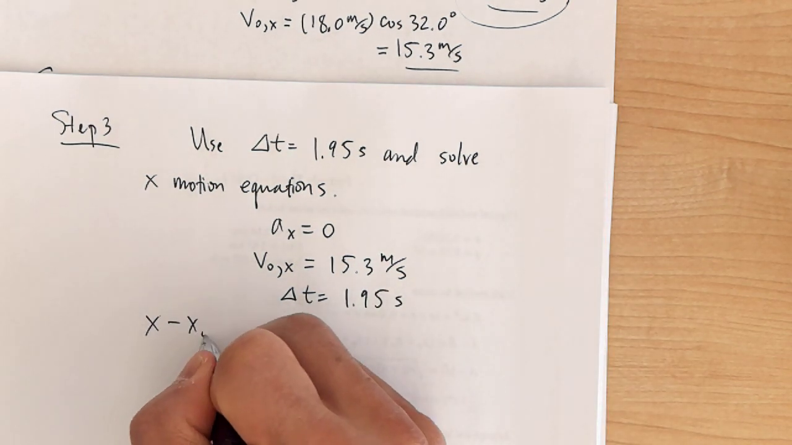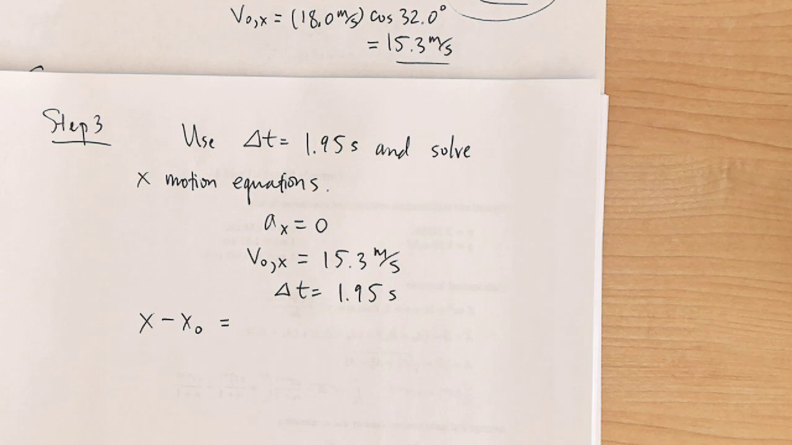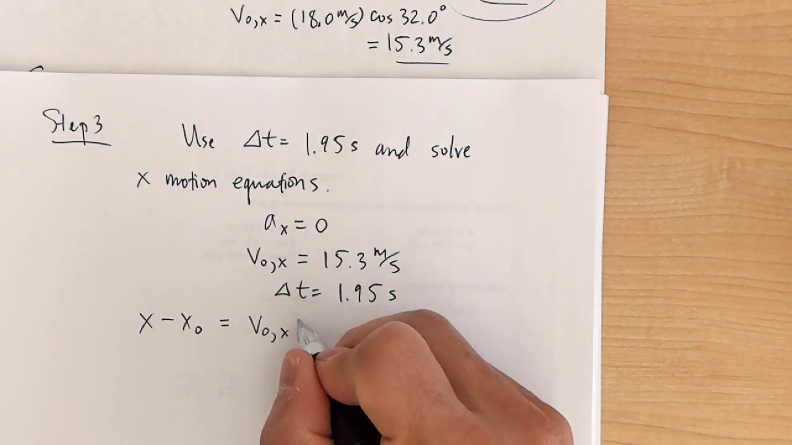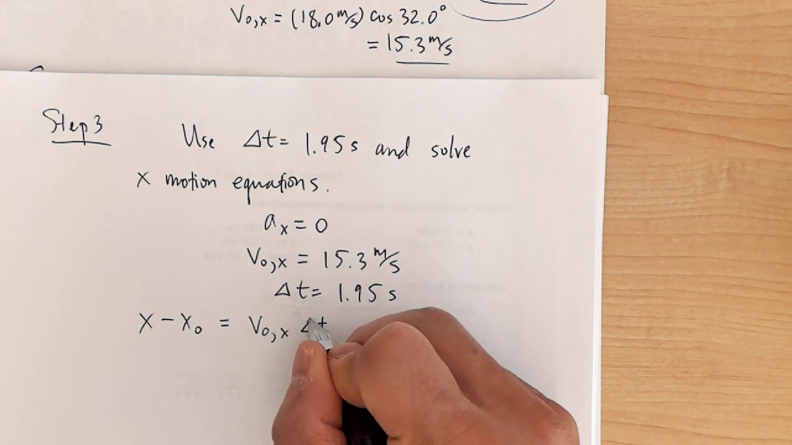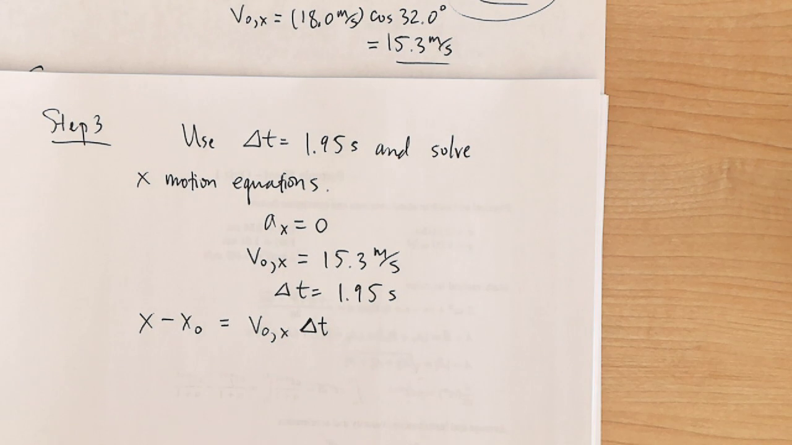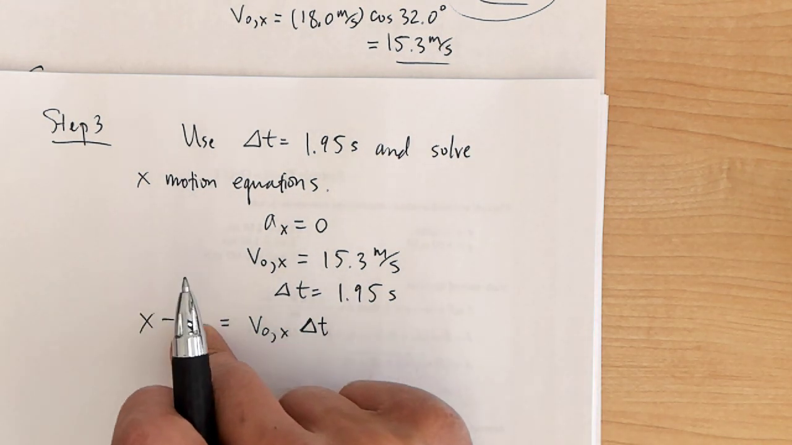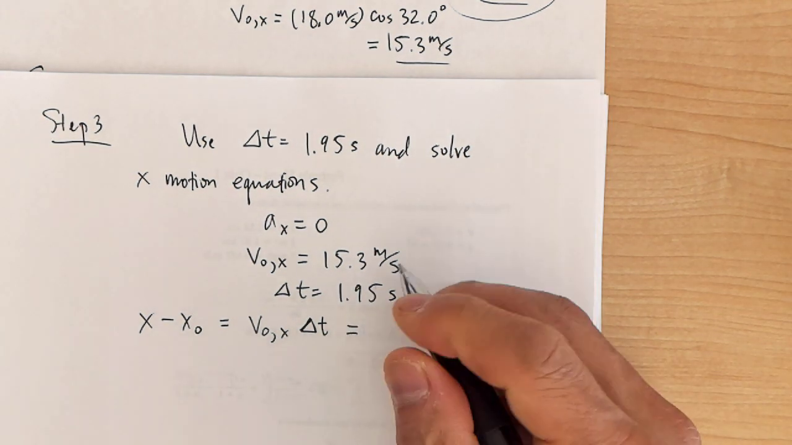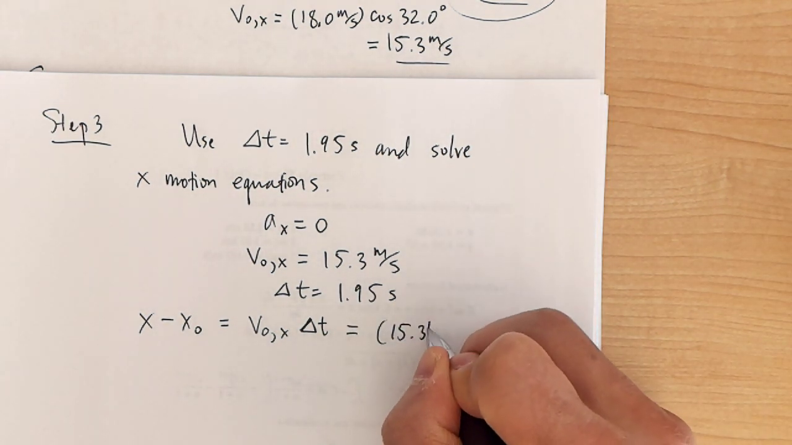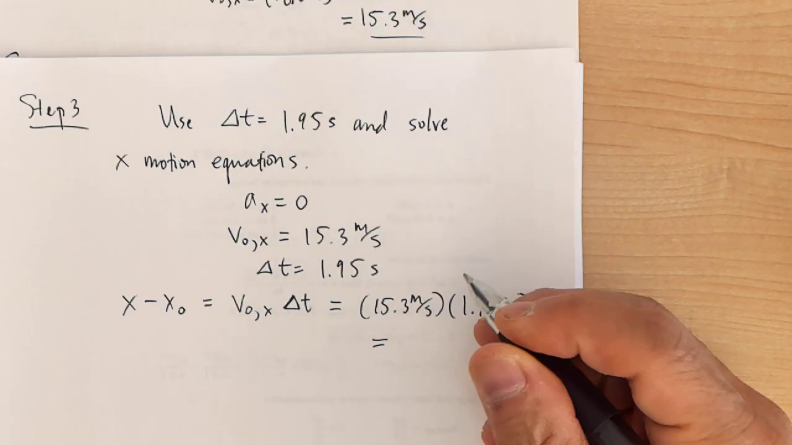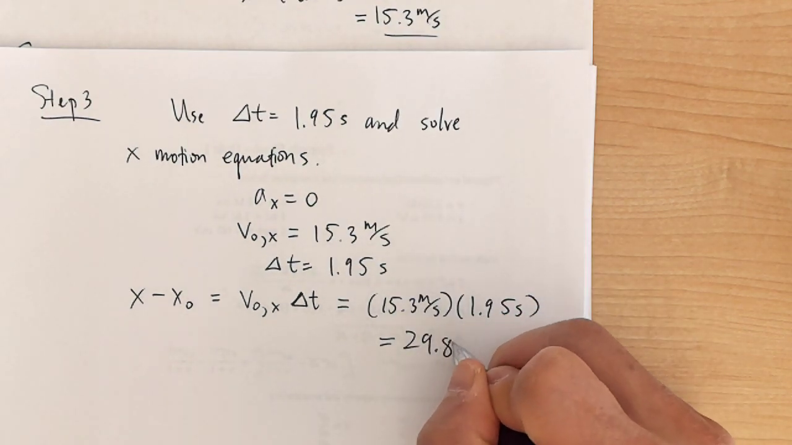So we want x minus x0. How far does it travel, the displacement in the horizontal direction? That will be v0x times delta t, because v doesn't change. v0, the initial velocity, will be the average velocity, so the displacement is just the average velocity times delta t. And that will be 15.3 meters per second times 1.95 seconds, and that comes out to 29.8 meters.